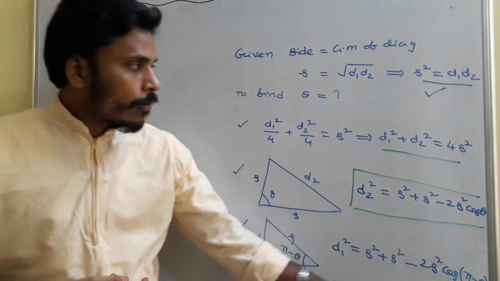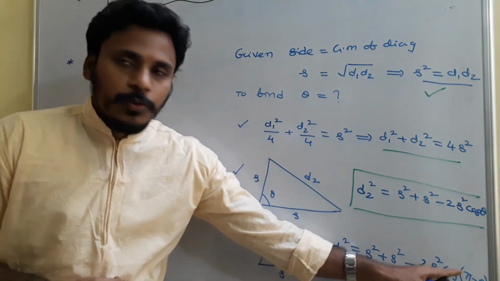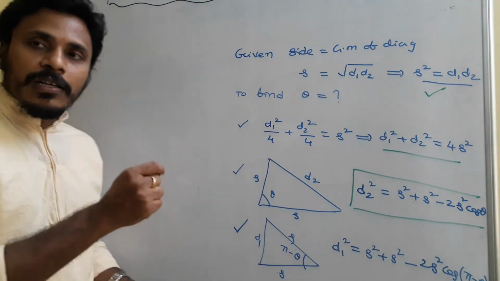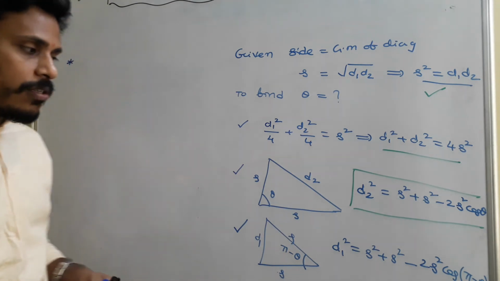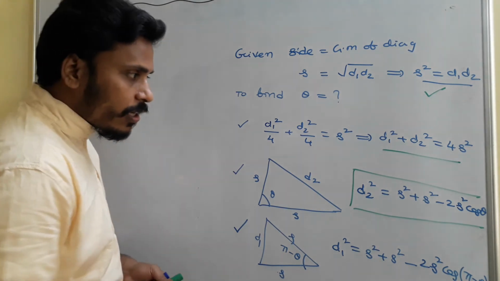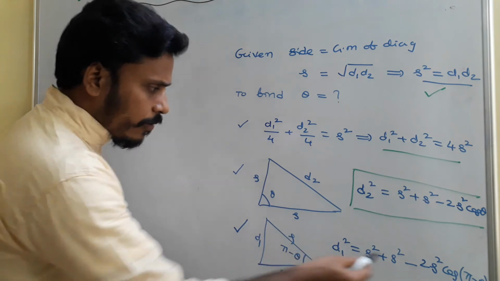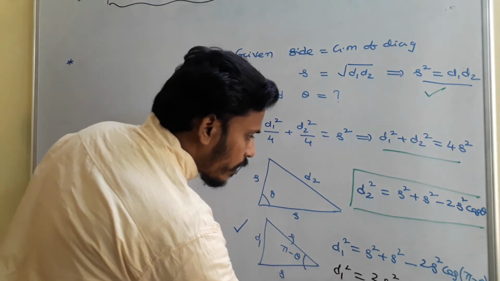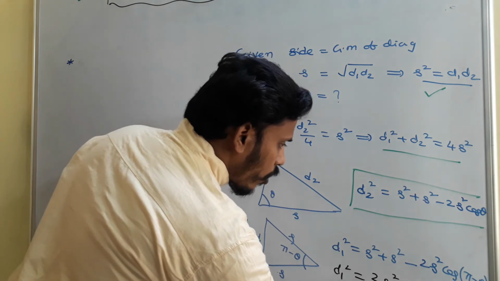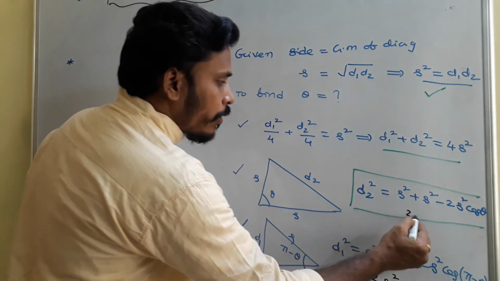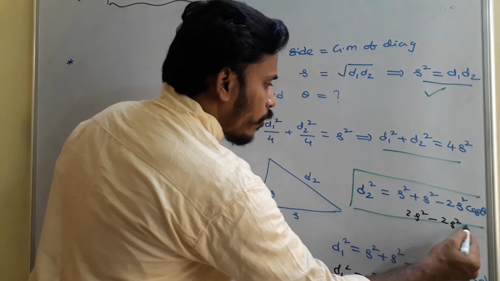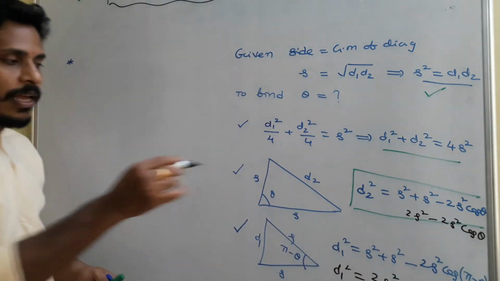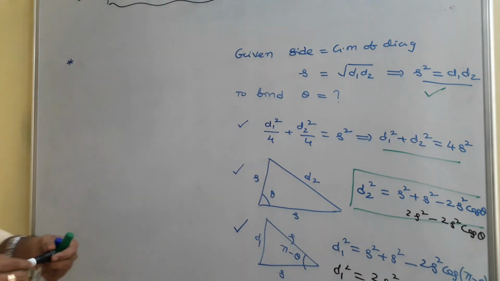So 2s square cos of pi minus theta. Cos of pi minus theta is minus cos theta. Since it is minus cos theta, you will get it as plus again. It becomes plus. d1 square is equal to 2s square plus 2s square cos theta. And d2 square is simply 2s square minus 2s square cos theta, where we have cos of 180 minus theta, which becomes minus cos theta.